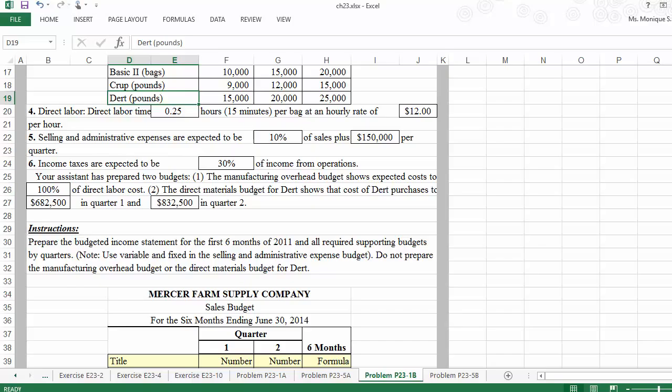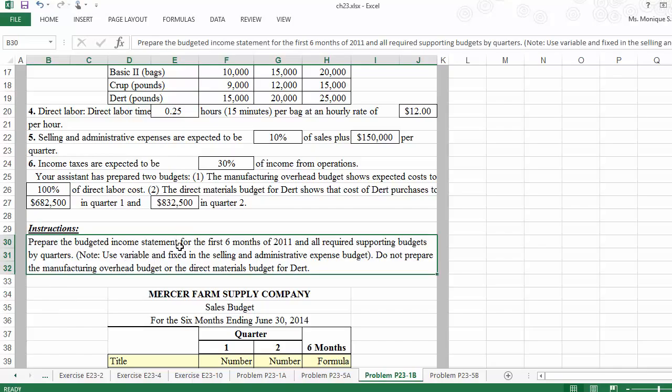Then you go on to see information for direct labor, selling and admin expenses, and then some information regarding the income taxes to use on the budgeted income statement. So for this problem, we are going to prepare a budgeted income statement for the first 6 months of 2014, and all required supporting budgets by quarter.